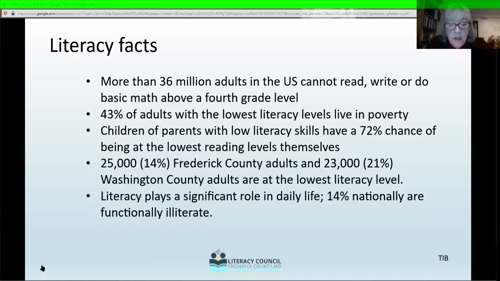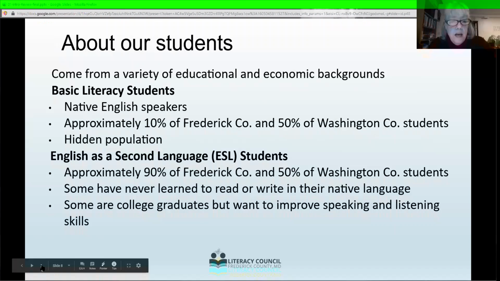Frederick and Washington County have fairly, I think, high levels of illiteracy. So thank you very much for being here, all you people from Frederick County and Washington County too. Finally, 14% of people nationwide are functionally illiterate. And as you know, you can't make a complete contribution to your community if you're functionally illiterate. So we want to try to work real hard at keeping those numbers way down, down, down. Okay, next slide. And that's Beth.